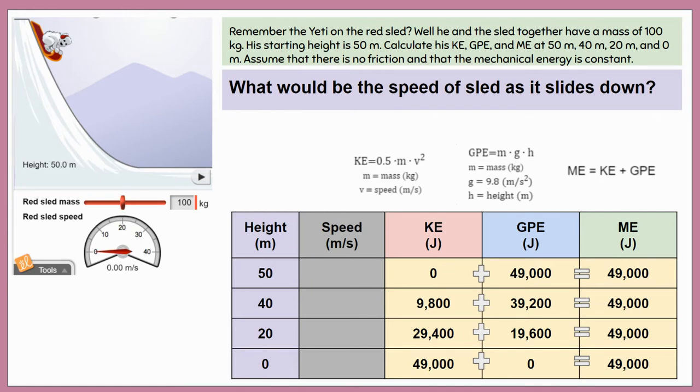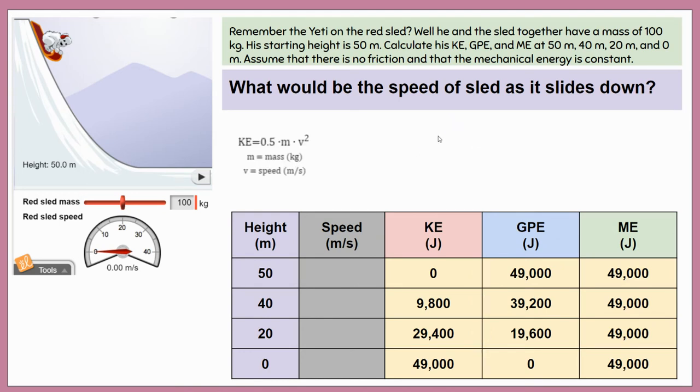Now my next question is, what would be the speed of the sled as it slides down? We know the height and all that, but can we figure that out? Well, we have our kinetic energy equation, and there is the v in there, but how do we get the v out of that? So let's take a look. We can rewrite that equation, and since we want to single out the v, we divide both sides by a half m, and we can cross it off on the other side, and then we get this equation: kinetic energy divided by a half times m equals v squared.